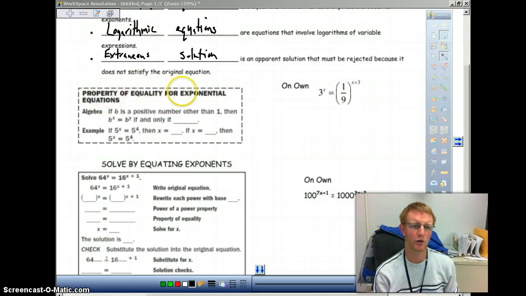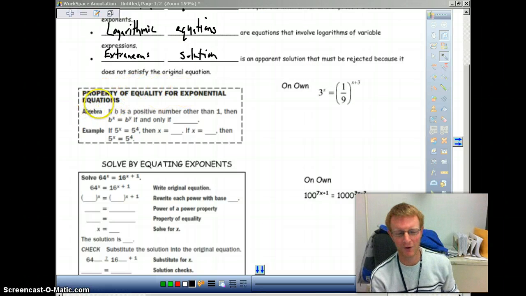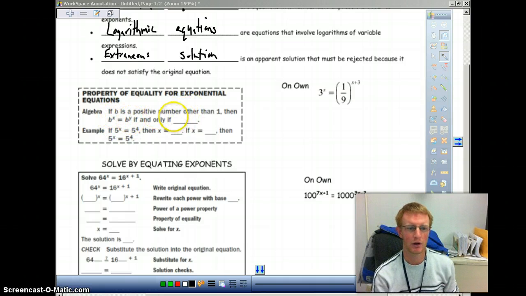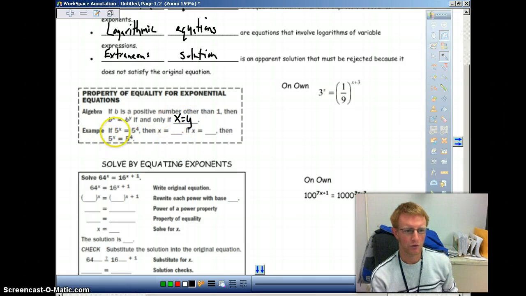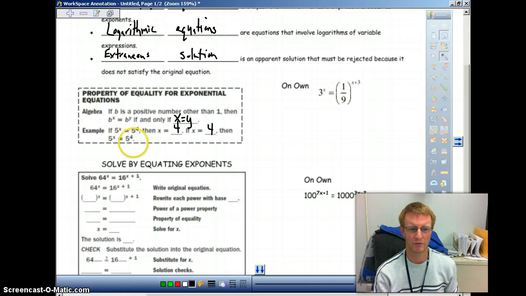So it says properties of equality for exponential equations. This is very straightforward, and we've talked about this. It says if b is a positive number other than 1, and you see this, b to the x equals b to the y. Well, that's only true if x and y are the same. Otherwise, that can't be equal to each other. So if and only if x equals y. So therefore, if 5 to the x equals 5 to the 4, then x has to be equal to 4. And conversely, if x is equal to 4, then 5 to the x will equal 5 to the 4th.